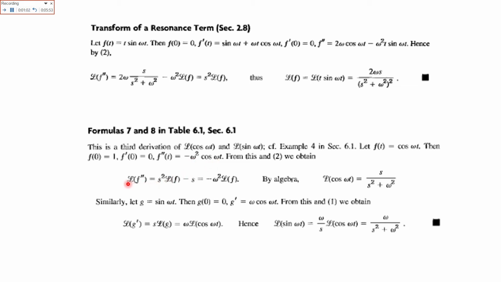So the Laplace of the second derivative is s square Laplace of f minus s, which equals minus omega square Laplace of f. Here the Laplace of the function cos omega t is basically s over s square plus omega square. So we'll put this value in the function to get the final result.